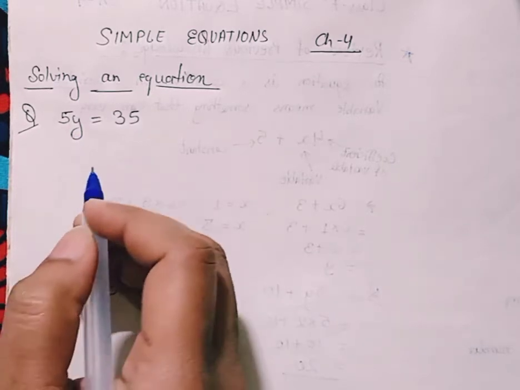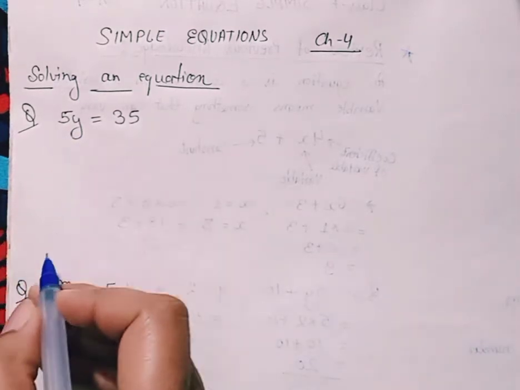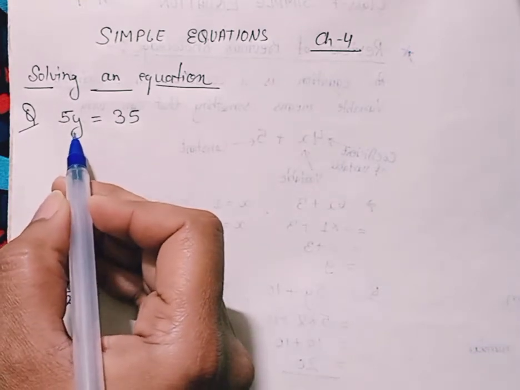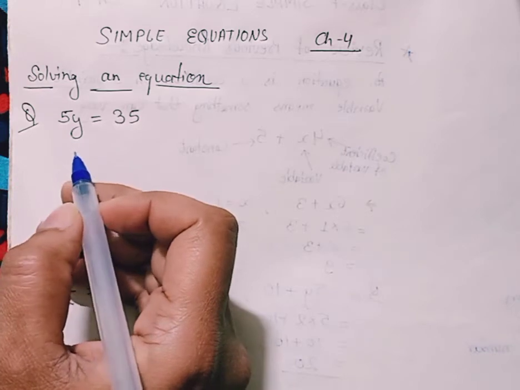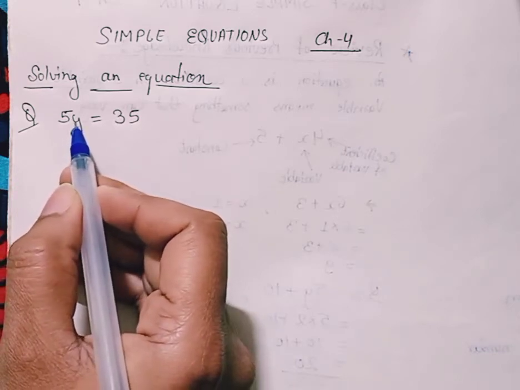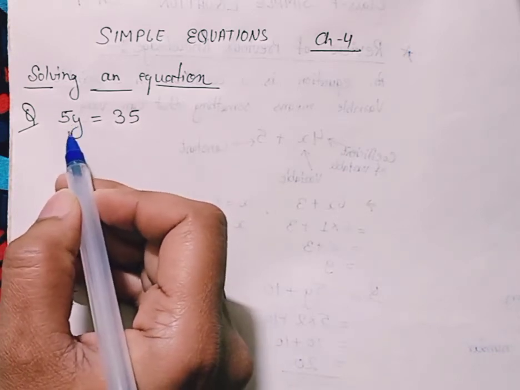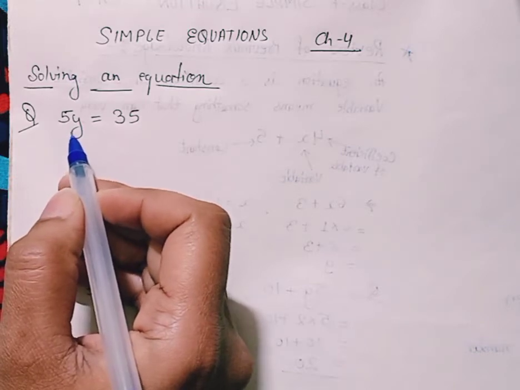So first of all, I am going to tell you a single method, which is simply what? We have to find out the value of y. It means we have to put it in a single form. So the numbers which are in multiplication or division form with it, we have to remove them.